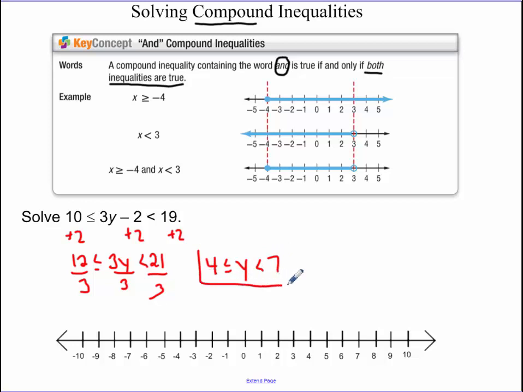This is a fancy way to write a compound inequality. I think about it as a sandwich. Y is sandwiched in between 4 and 7. So in between 4 and 7, everything in between there. And see how that kind of looks like that graph above. Remember, and means both are true.